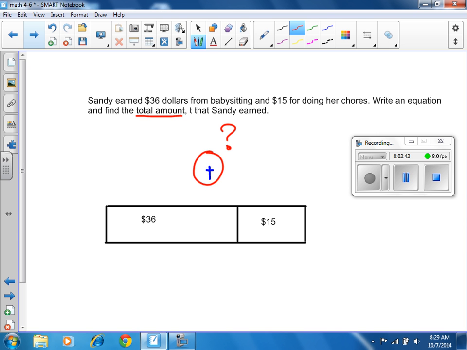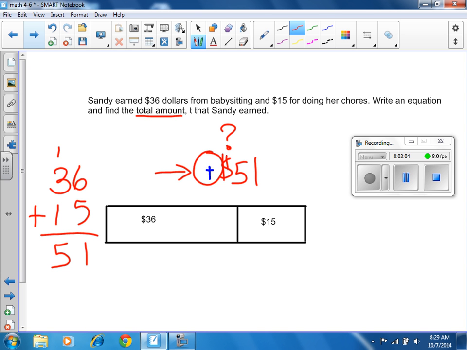We know we're finding the total amount. You guys are all good at figuring that out in a word problem. So we need to add 36 plus 15 to get our T. 6 plus 5 is 11. 3 plus 1 plus 1 is 5. We're talking about dollars, so it is $51 that Sandy earned.